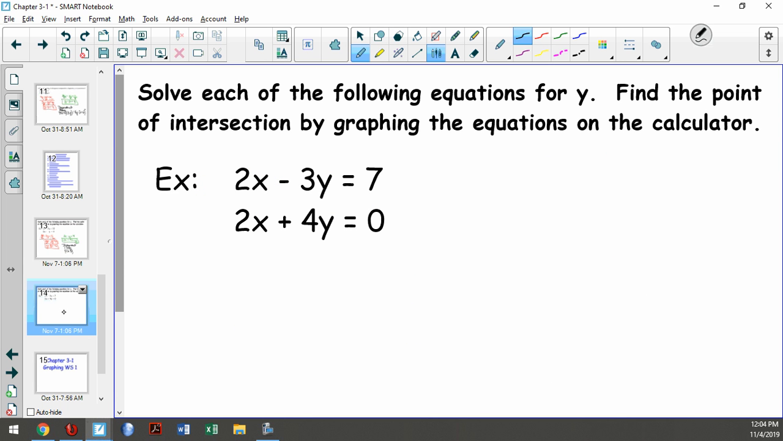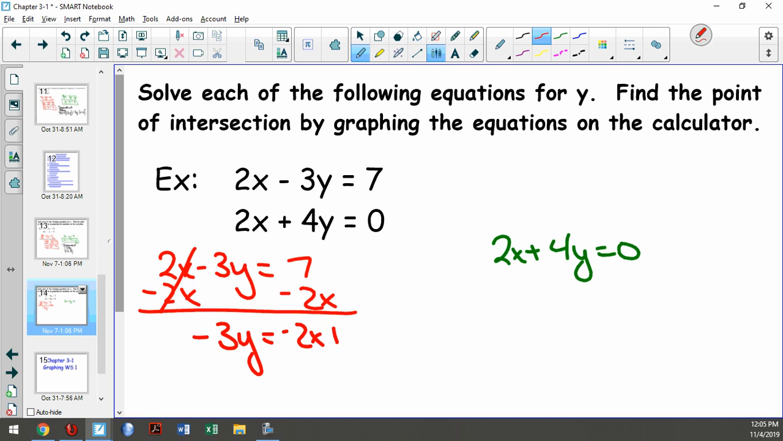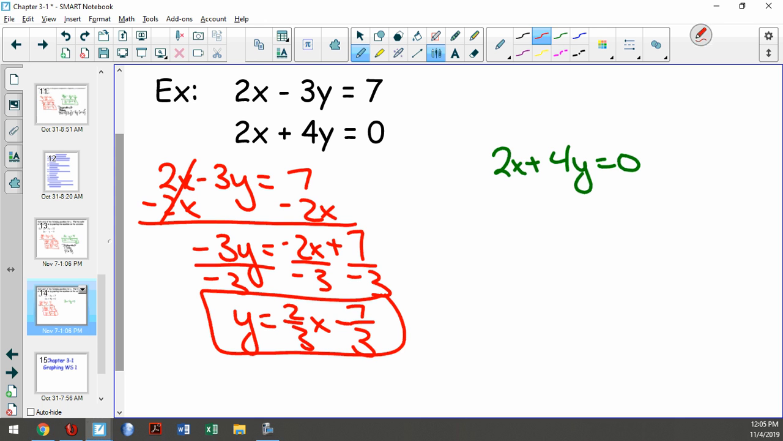So what are you going to do with those two equations? Tear them apart and solve for y. So 2x minus 3y is equal to 7. 2x plus 4y is equal to 0. How do I solve this for y? Subtract 2x. Negative 3y is equal to negative 2x plus 7. Divide each and every term by negative 3. Y is equal to positive 2/3 x minus 7/3. Yes? Now what?